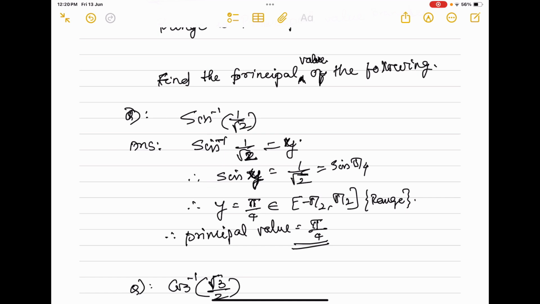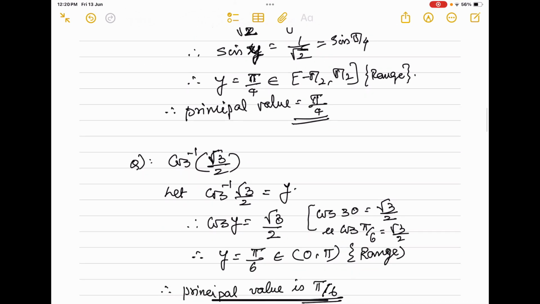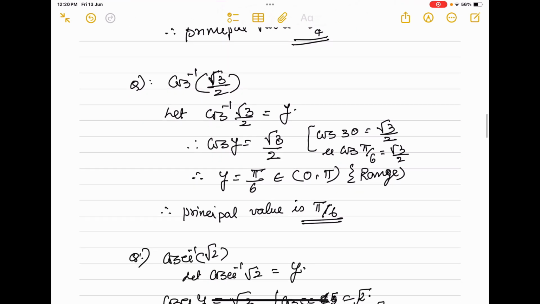Okay. The next question, cos inverse root 3 by 2. Let cos inverse root 3 by 2 equal y. Then cos y equals root 3 by 2. Then which value gives root 3 by 2? Cos 30, that is cos pi by 6 equals root 3 by 2. So cos y equals cos pi by 6. Therefore, y equals pi by 6, which belongs to 0, pi. Then the principal value is pi by 6.